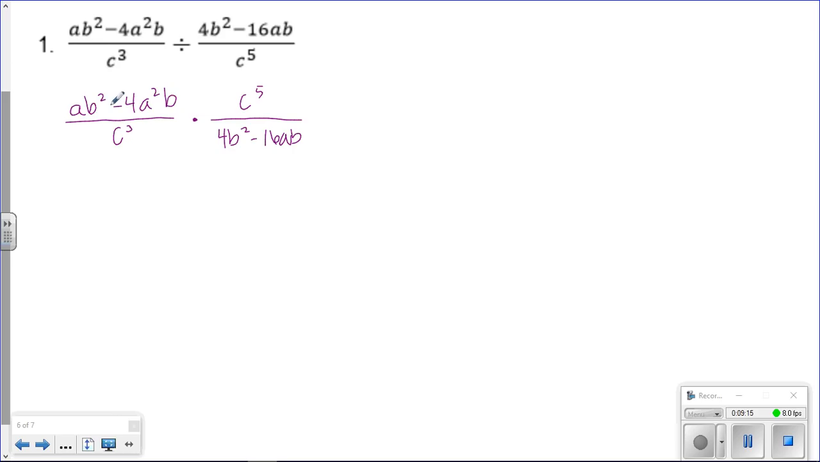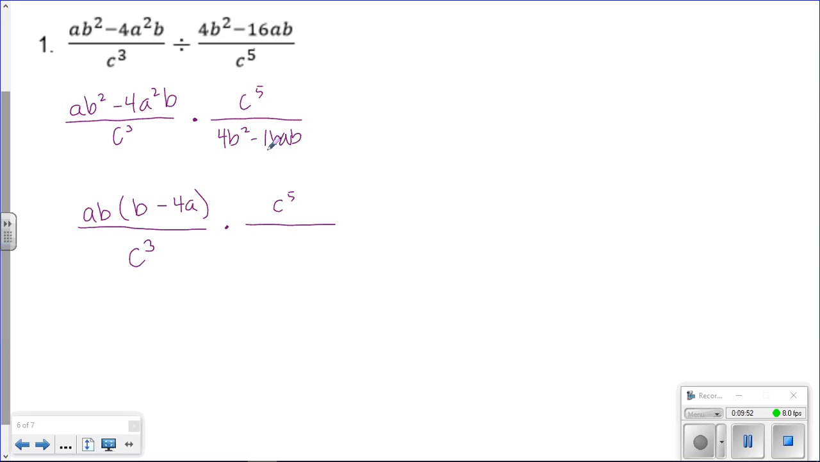So what do they have in common? Can you take anything out? Well, if I'm looking at this top one, I have a and a squared, so I can take out 1a. And then I have b squared and b, so I can take out 1b. So what would I be left with? If I take out an ab from the first one, I'm only going to be left with b. And then if I take out an ab from the second term, I would have 4a. The b would be gone. All right, so that's factored. And then c cubed, I can't do anything with that, so I'm just going to bring it straight down. C to the fifth, can't do anything with that.